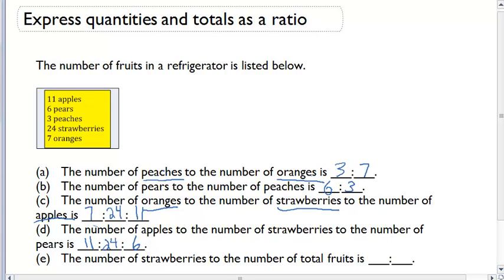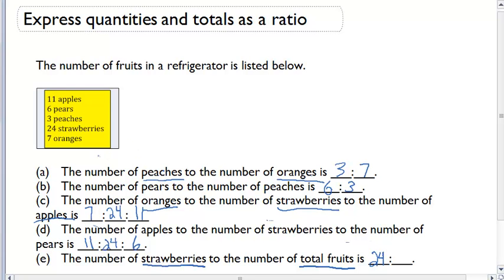Okay? So we've looked at 2 quantities compared to each other, 3 quantities compared to each other. Now we're going to look at, in part E, a quantity, strawberries, compared to the total fruits. Okay? Well, strawberries we can get from the table. That's still going to be the 24 that we've used in previous examples. However, we don't yet have a total.